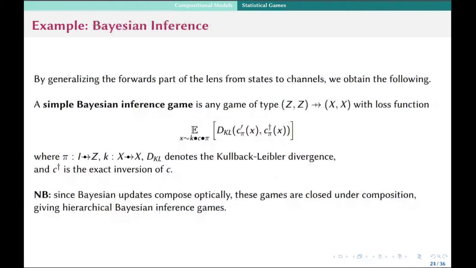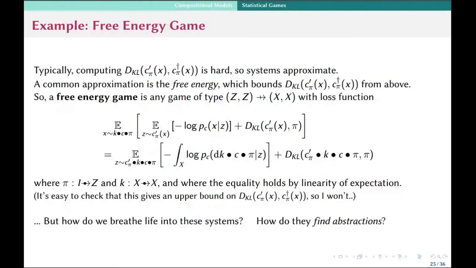We can extend this to Bayesian inference. So we've got now priors, and we're making predictions given our prior beliefs. And so what we're doing now is choosing a channel which gives us the best observations and also a lens which gives us the best predictions and can do the updating in a good way. And so that says, given all my observations, I want to minimize the average divergence from the exact inversion, given my approximation. That's what this loss function says. Since the Bayesian updates compose according to this lens rule, these games are closed under composition too, so we get this nice property that a composite approximate inference game is the approximation of a composite inference game.